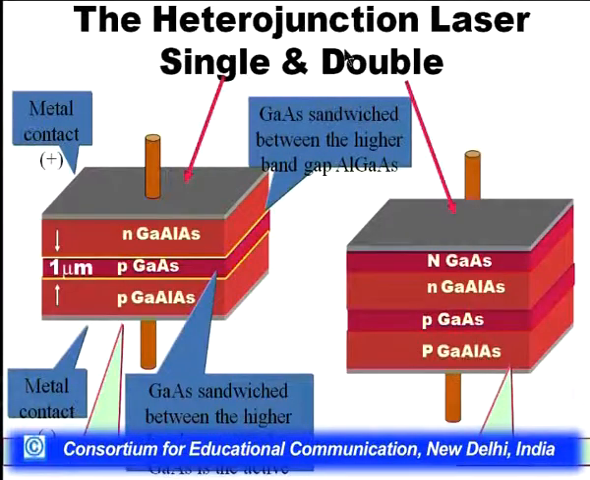What is the heterojunction laser? It will be single and double. Here we are having two examples. We are having two metal contacts. This is one type of semiconductor laser. This is N gallium aluminum arsenide. Here gallium arsenide is sandwiched between the higher band gaps. One is gallium arsenide, and this is gallium aluminum arsenide and this is gallium aluminum arsenide. This is N type and P type.